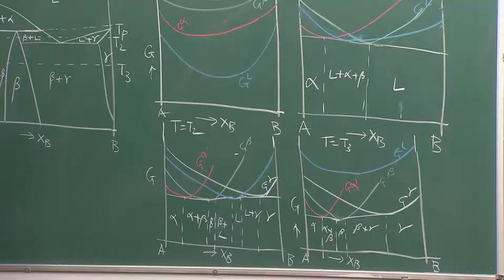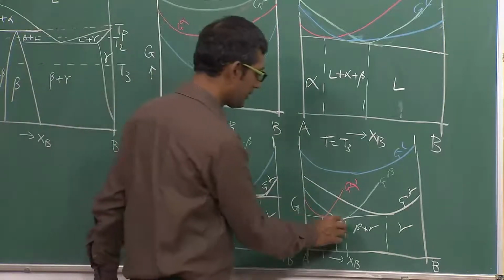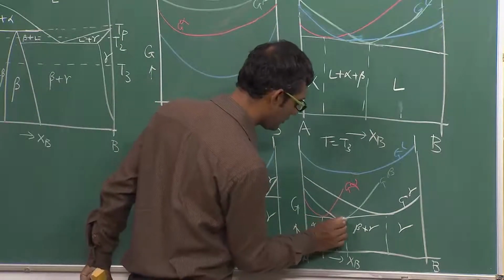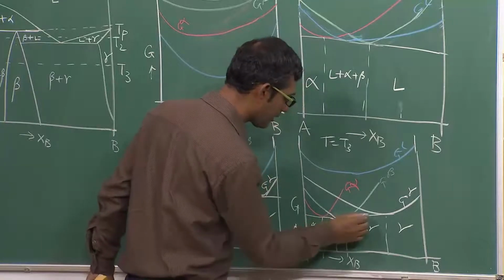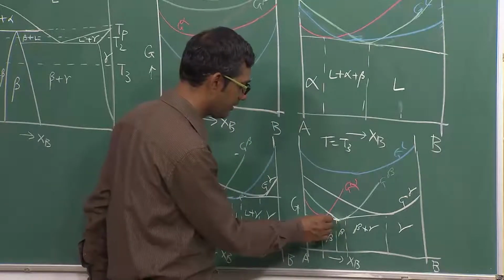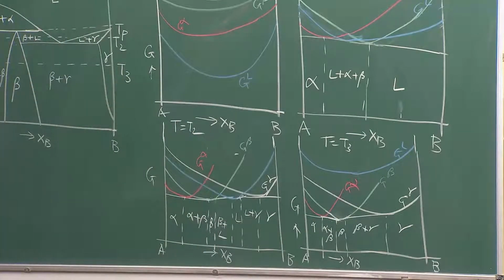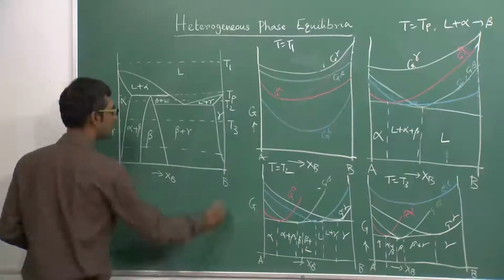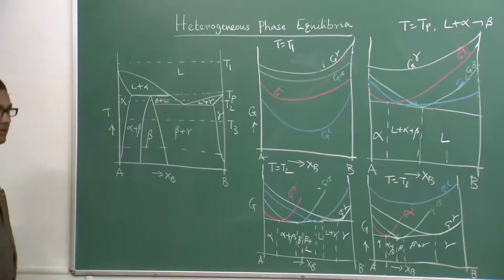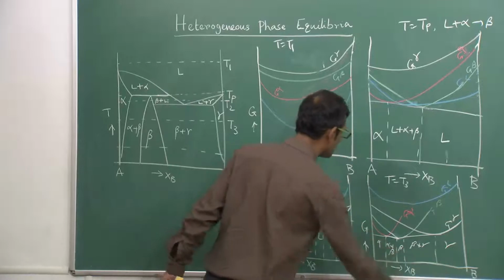And in between you have a beta region because this curve is going down. So therefore there will be two tangents. There will be no common tangent. One tangent between alpha and beta, other tangent between beta and gamma. Okay, so that's how it looks like. And with any further temperature decrease, nothing is going to change. Only the stability range of compositions are going to be changing.